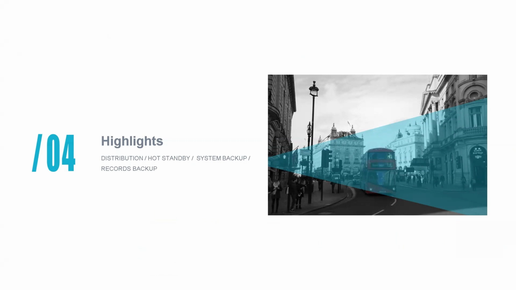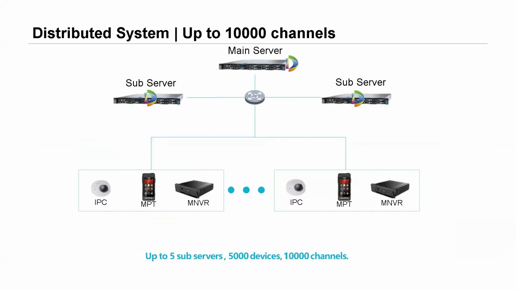Then some extra features we get on this. It is a distributed system. So the main server, and we can support sub-servers, and it can take up to 10,000 channels of IP cameras. We have the MPT, which is the body camera, so we can supplement that, and some MNVRs. So up to 5 sub-servers, 12,000 devices, 10,000 channels. So we can weigh based on this.